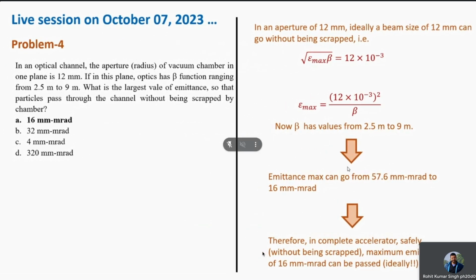So we have to choose where beta is high. You can see in this equation, if you have lower beta, you will get higher emittance. If you have higher beta, you will get lower emittance. But when this emittance passes through the point where beta is very high, there the limit is low, so outer particles will be scraped. So if you want to save your particles, the minimum should be chosen.